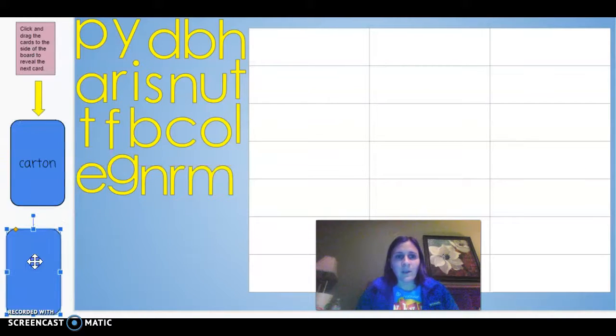So I'm going to move this. My first word is carton. Notice I have that R sound because I have the A that's controlled by the R. So I have the word carton. I'm going to read that word, and then I'm going to build that word with the letters.